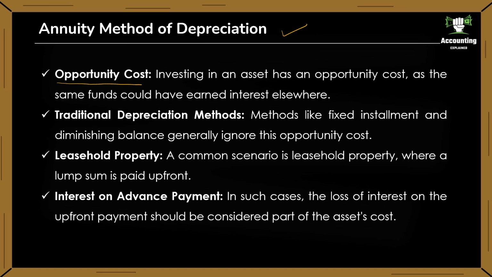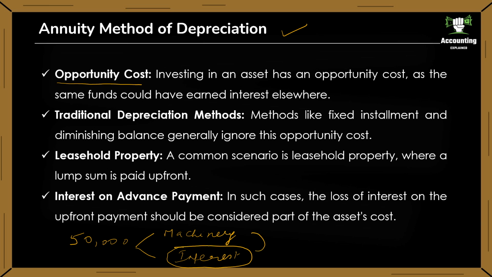Opportunity cost is the cost you forego on buying the asset. Suppose you have 50,000 rupees. With that, you are buying a machinery. If you have not bought the machinery, you would have invested it somewhere and you would have earned interest on that. So, this interest which you are foregoing by buying this machinery is the opportunity cost.